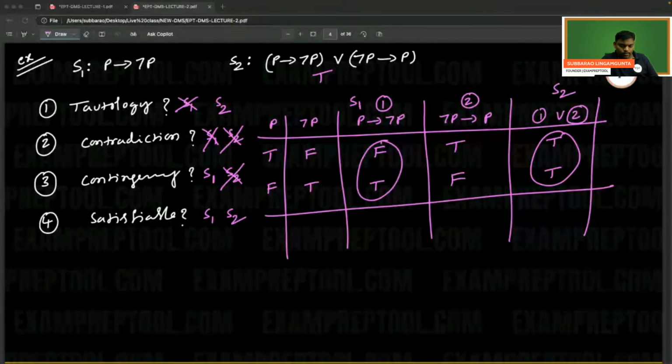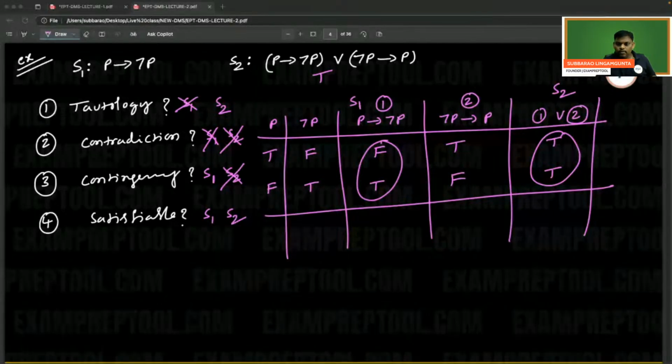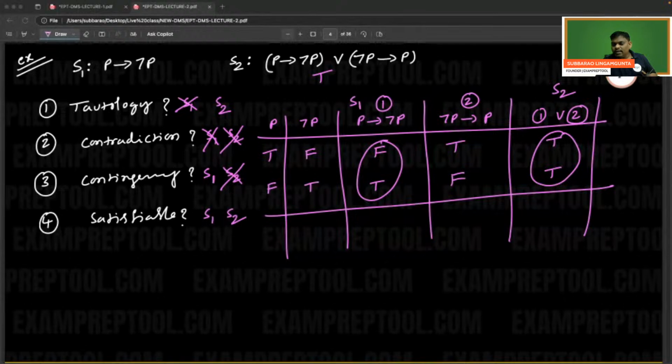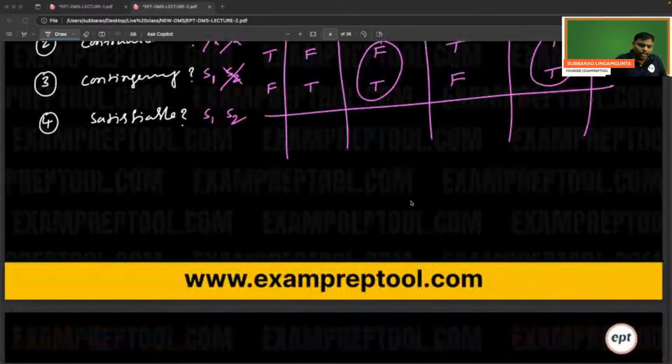Right. All tautologies are satisfiable. Yes. But the reverse is not true. All tautologies are satisfiable, but the reverse is not true. That is okay. And one more thing, we are already given some conclusions also. Please go through it.